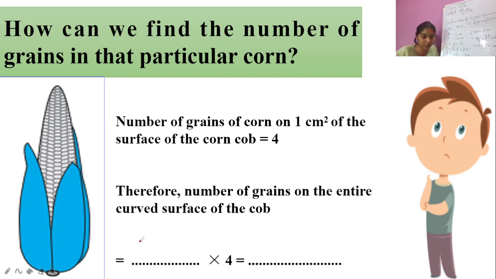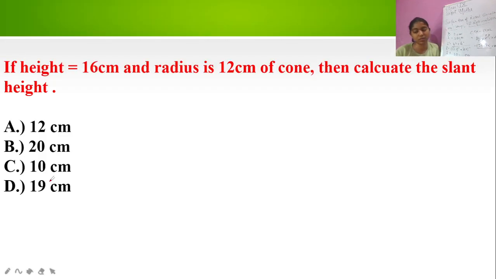So we will write down the answer which we get. 132.76. So tell me the answer. When you multiply, what do you get? Yes, you will get nearly 531. So these are the grains in this particular cone. Okay. So 531 grains.